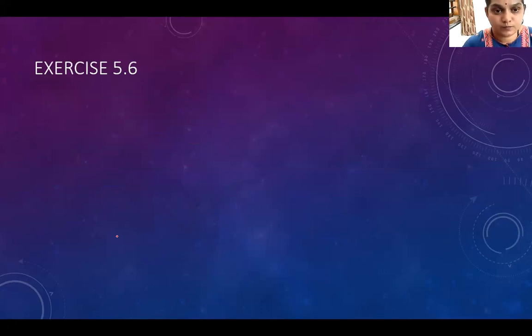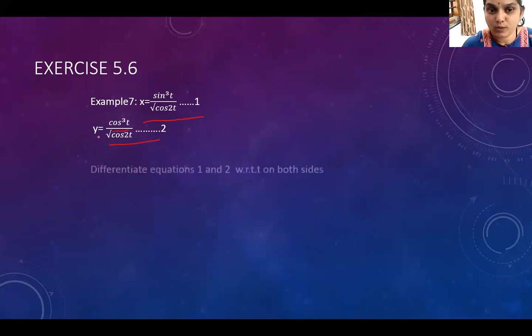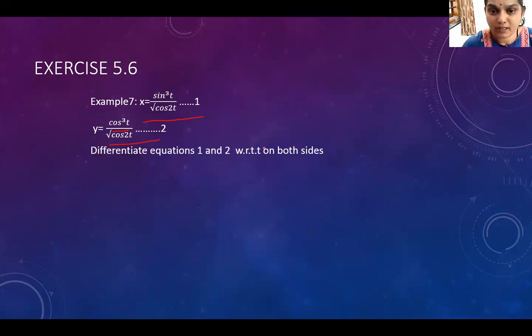Now, one more I took. x is sin cube t upon root of cos 2t and y is cos cube t upon root of cos 2t. Find dy by dx. As usual, here t is a parameter. Differentiate equation 1 and equation 2 with respect to t.